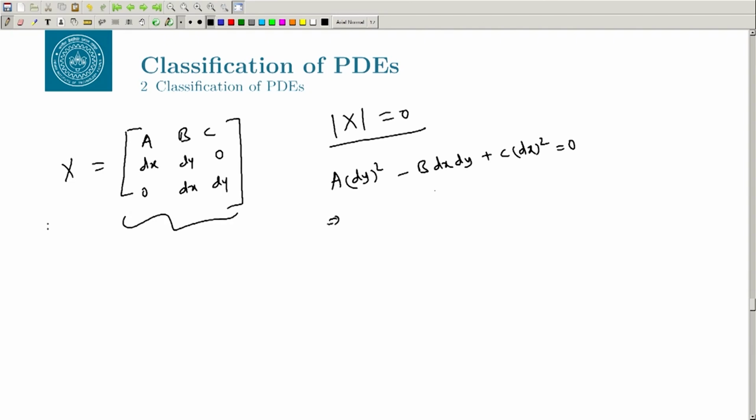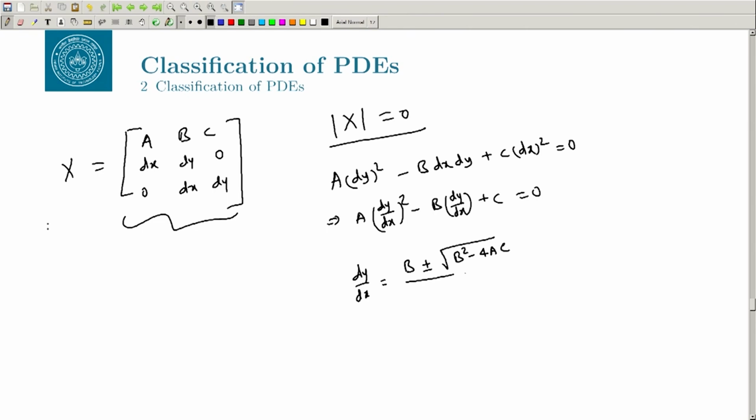Then it will be nothing. If I divide everywhere by dx square, this will become A (dy/dx)^2 minus b (dy/dx) plus c equal to 0. Then solve this quadratic equation. So your dy/dx will become b plus minus square root of b square minus 4ac, divided by 2a, the usual form, except that now we have this minus sign, that is why the minus disappears here.